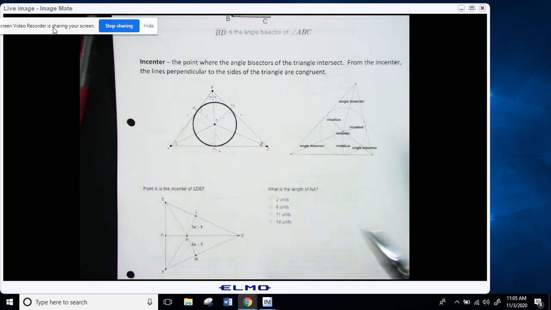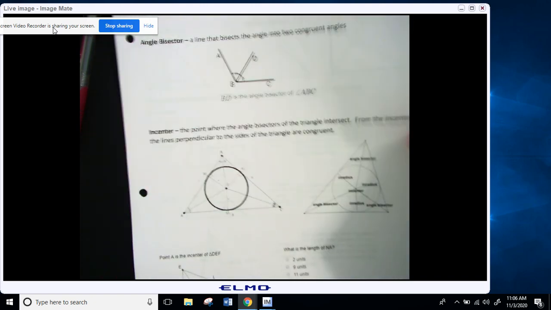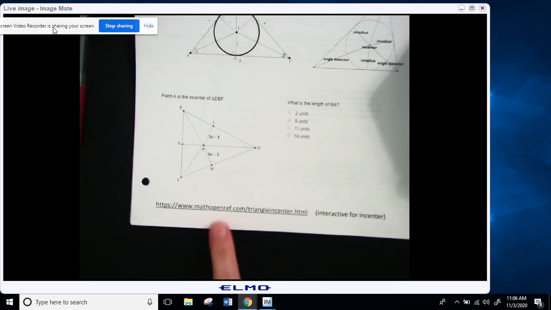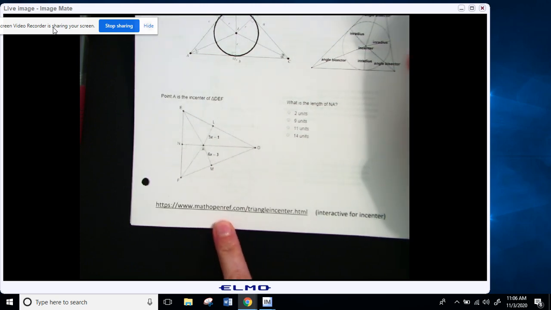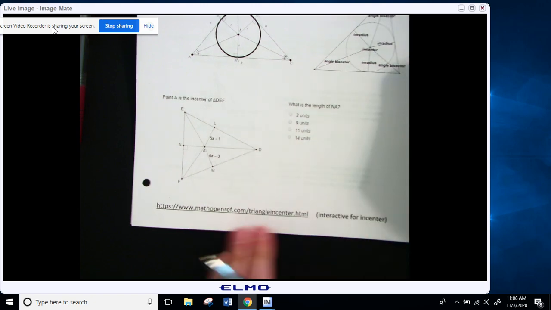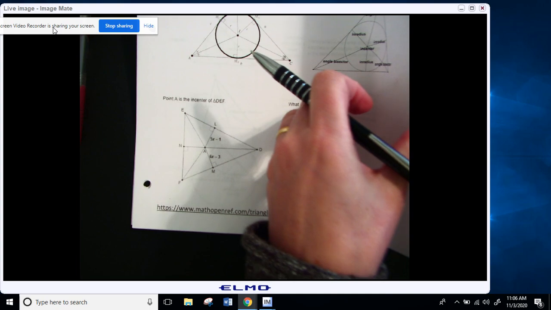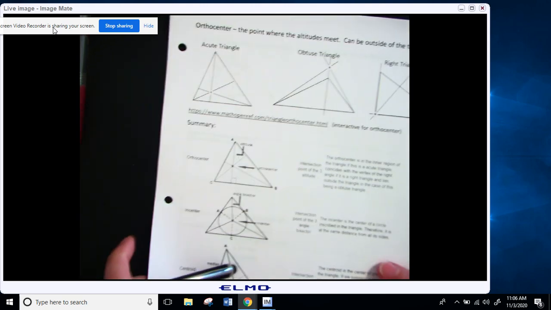Okay, perfect. All right, so as we move on here, and again, there was that website down here that allows you to be interactive with, we already talked about the centroid and the circumcenter, and you can also do that for your incenter. Okay, and then we have the last one to talk about, and that is your orthocenter.